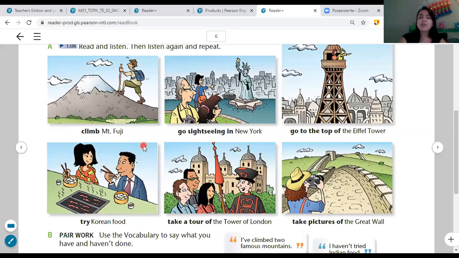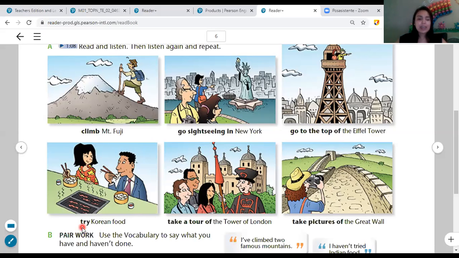Then the third one says, go to the top of the Eiffel Tower. I don't know, ¿qué otro edificio o torre famosa que podamos ir hasta la cima? Incluso esto se podría usar para montañas. Go to the top of Everest. Ir a la cima, right? Hasta arriba. Go to the top of the Empire State Building.